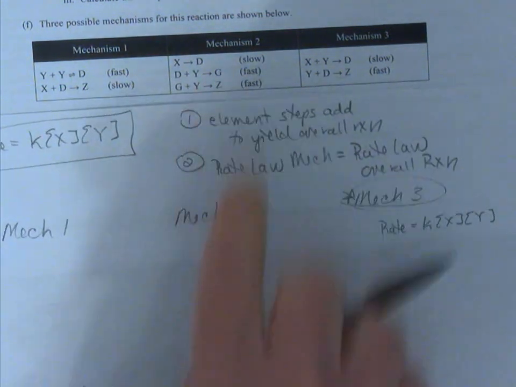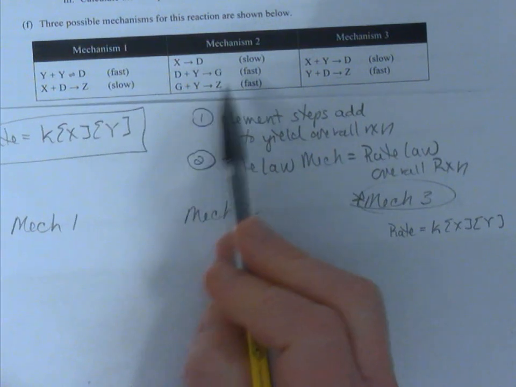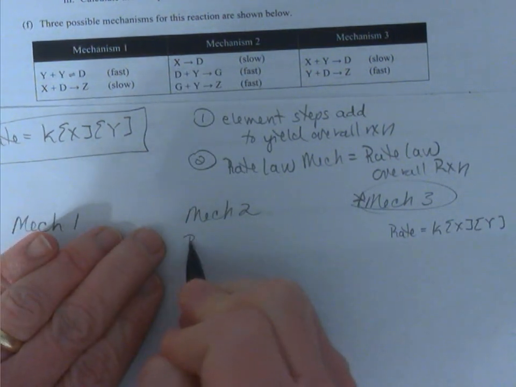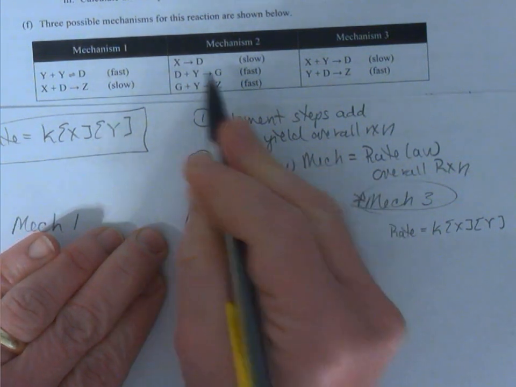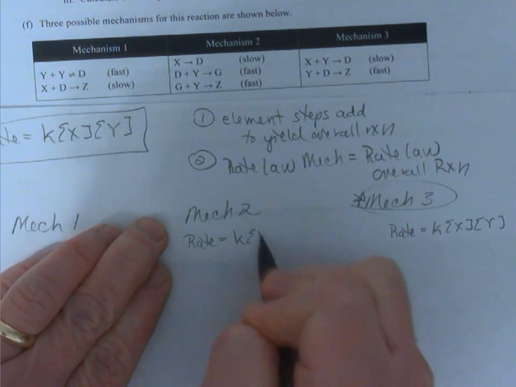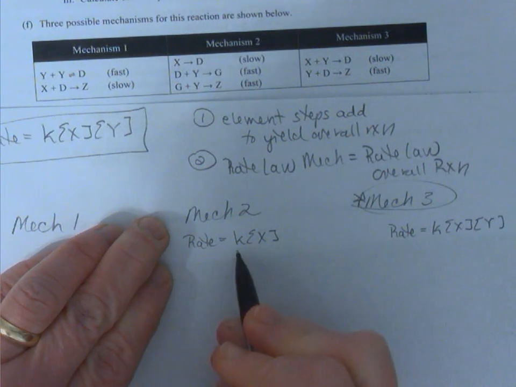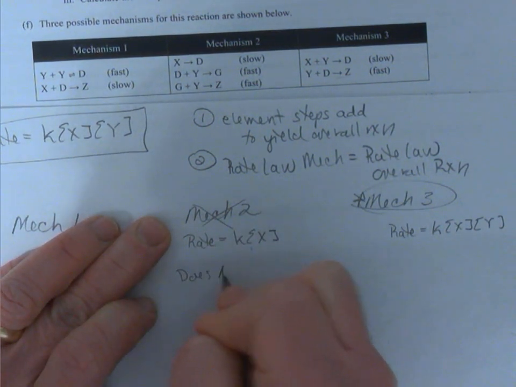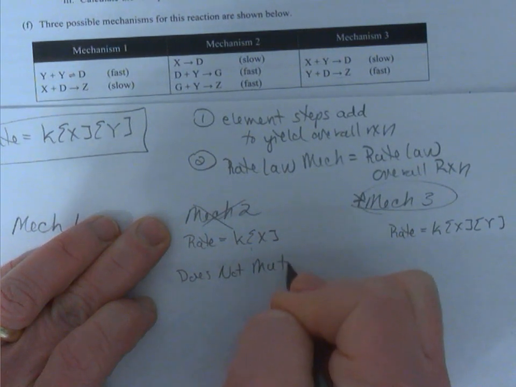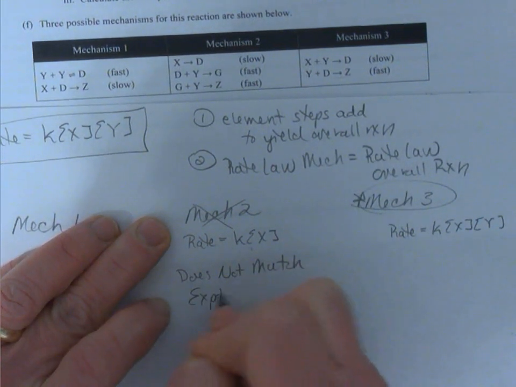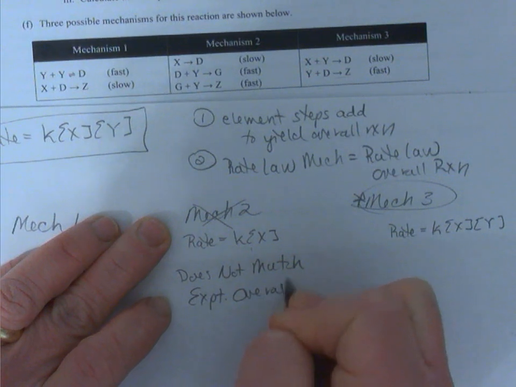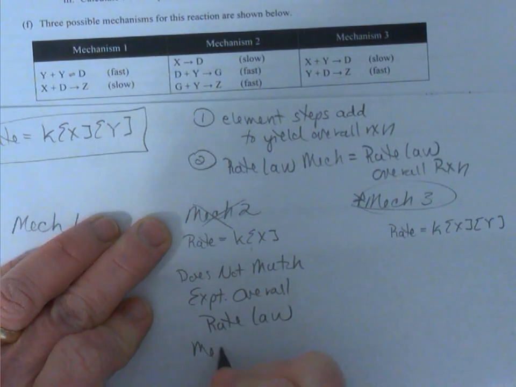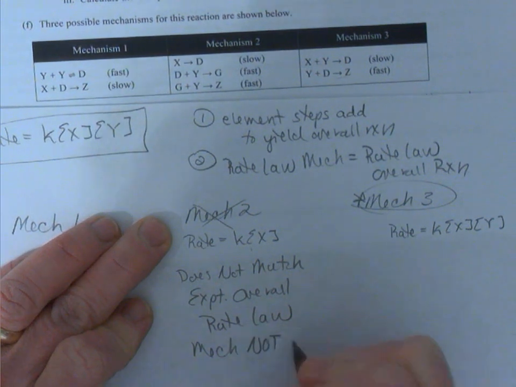But let's check ourselves. Okay, the second mechanism, slow, fast, fast. All right. The rate law is written just from that slow step. Oh, this does not match the experimental overall rate law. So the mechanism is not possible.